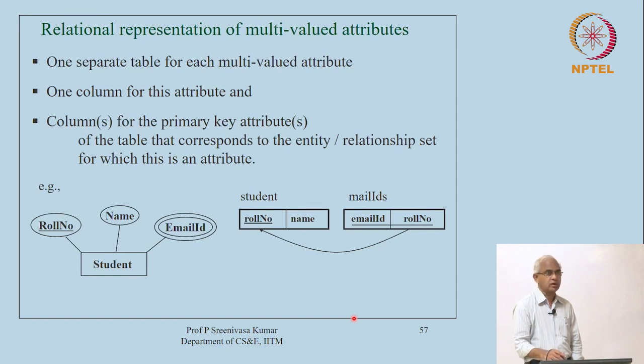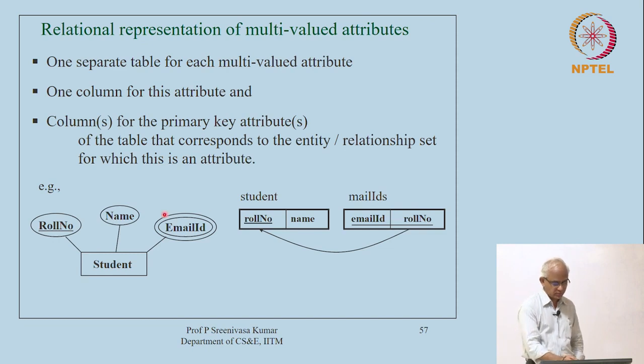Now, let us talk about multi-valued attributes. Multi-valued attributes actually give rise to a special kind of situation. Recall that in the relational data model, I have been emphasizing that a cell of a table in a particular row contains only atomic values. It cannot contain a set of values or list of values or anything else. It contains only one value.